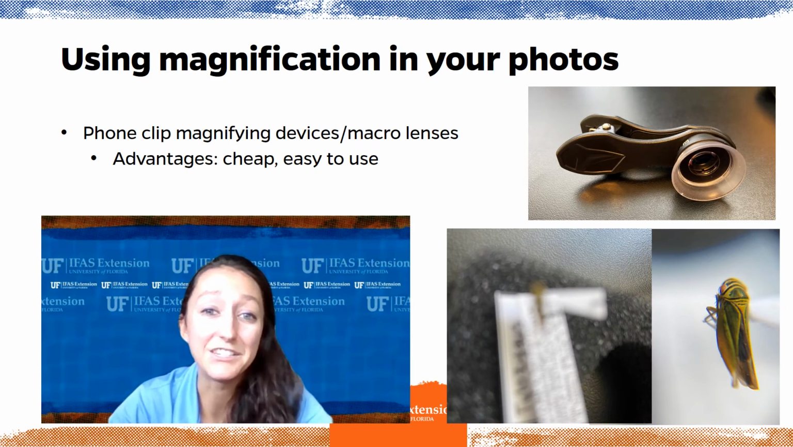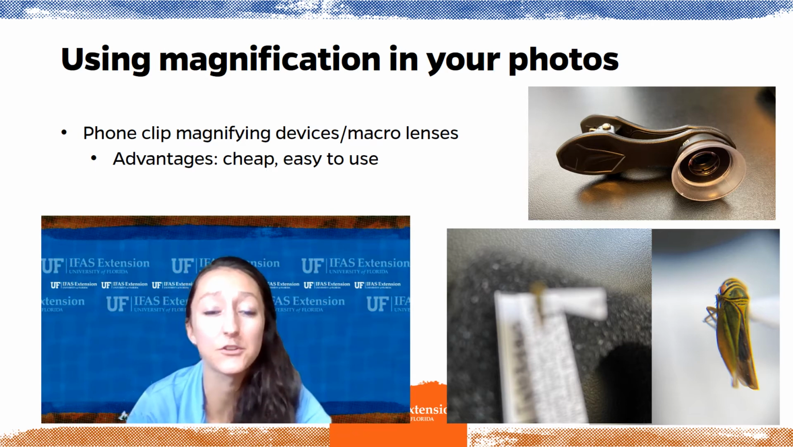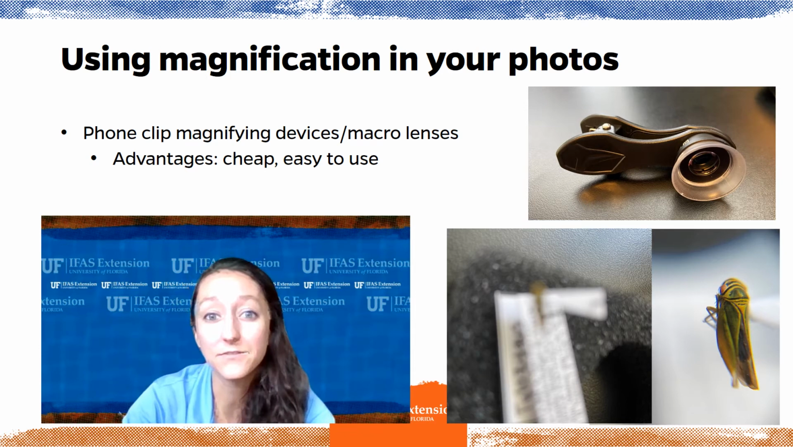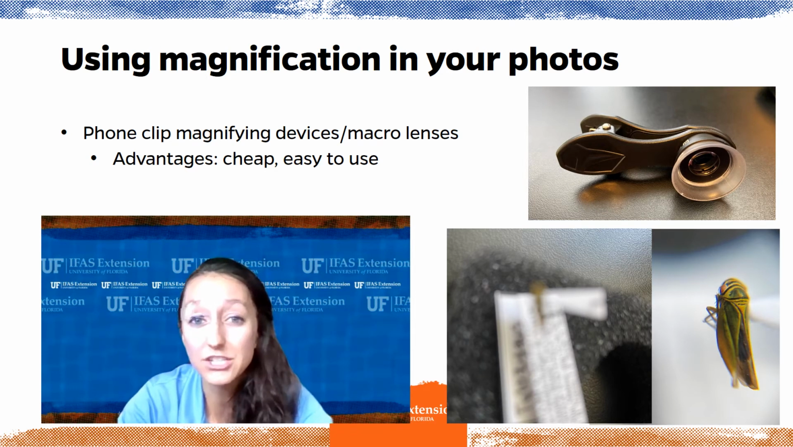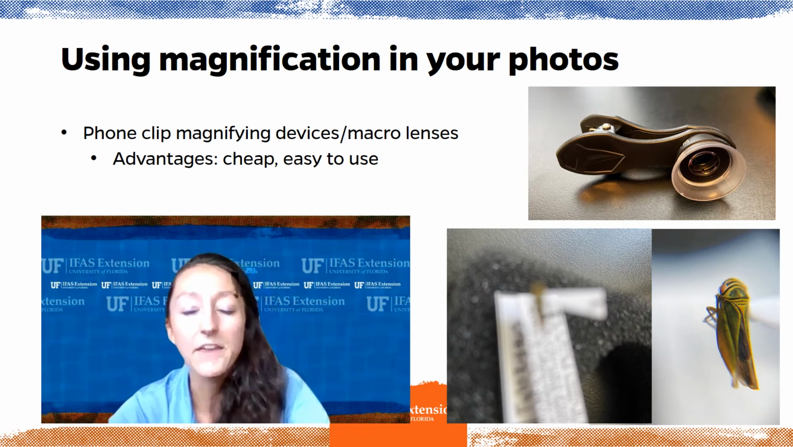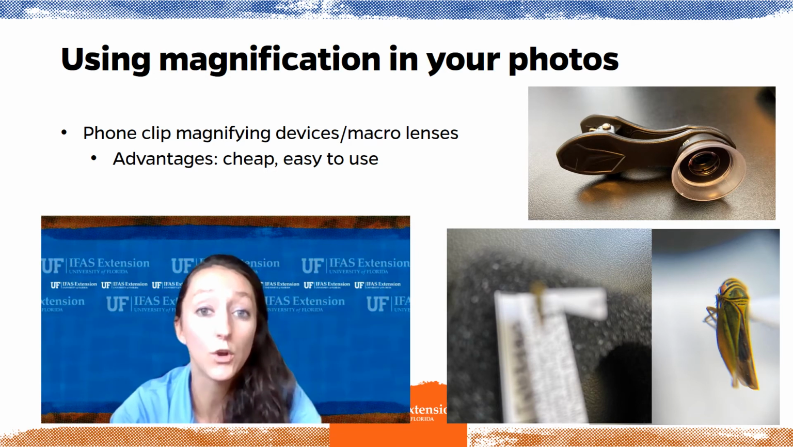Another really easy to use tool that can help with getting better magnification for your diagnostic photos is a phone clip that has a magnifying device or a macro lens. And these are relatively cheap as well to find. You can get them for as little as $10 online, and they're really easy to use. And they offer a little bit more than what a handheld hand lens would.